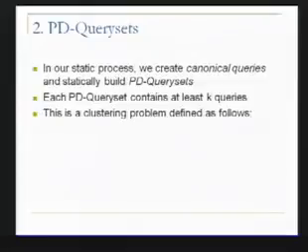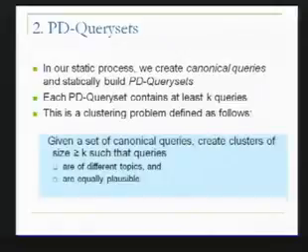The way we do it right now is to create a static linkage between K canonical queries, so that any one of the queries will give you the other K minus 1 cover queries. It's basically a clustering problem. You have a set of canonical queries and you want to cluster them so that in each cluster there are at least K queries, and all the K queries are from different topics, and we have the other criterion that all the K queries should be equally plausible.